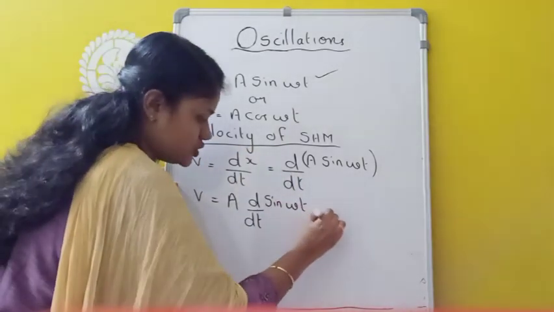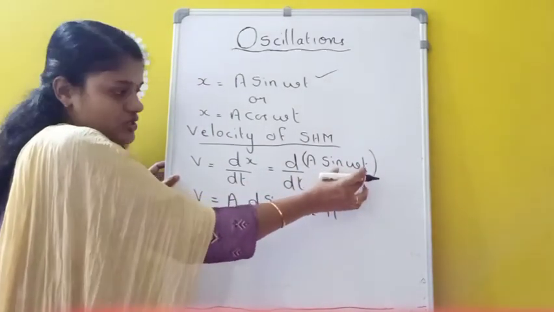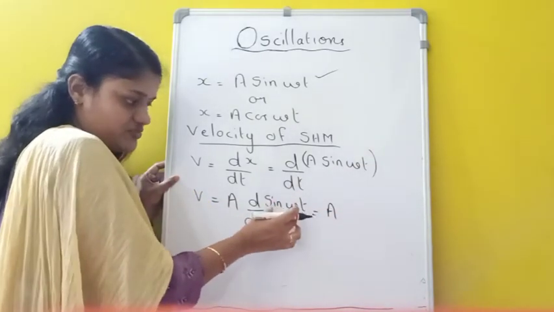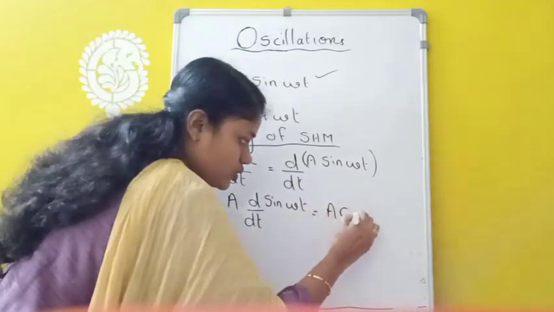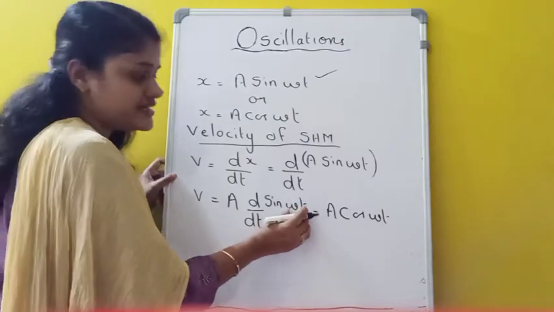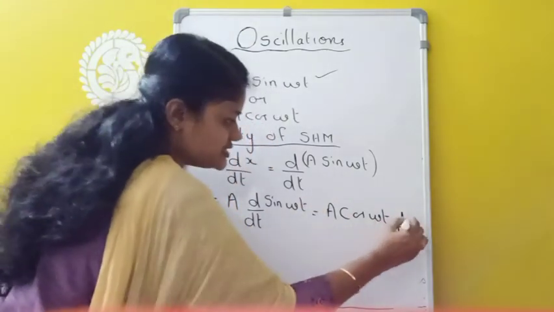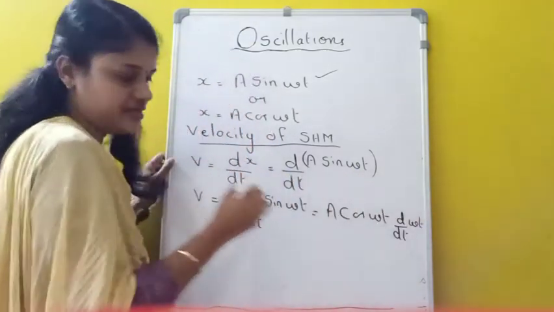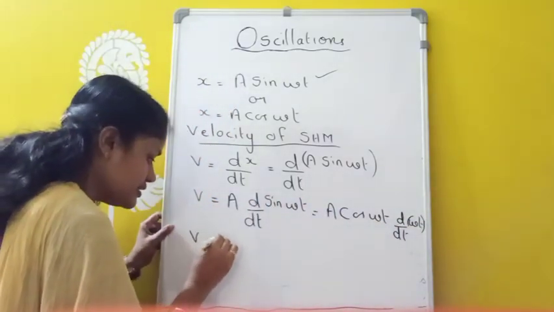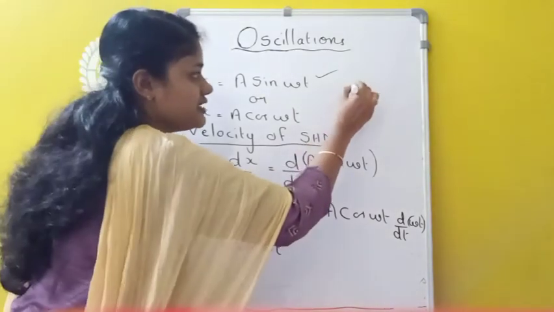That is equivalent to a into the differential of sin theta. The differential of sin theta is cos theta, so instead of theta we have omega t. So the differential of sin omega t is cos omega t, but again we have to differentiate omega t. So v equals a cos omega t into d by dt of omega t.